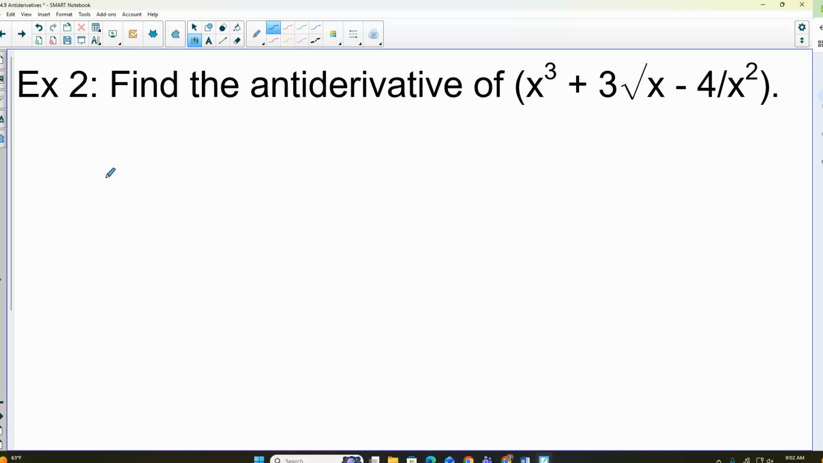All right. What I want you to do first is rewrite those, just like if we were going to do the derivative, we would get rid of the radical and write it as an exponent, so let's do that. So we have x cubed. How would I write 3 square root of x? Minus, how would I write 4 over x squared?